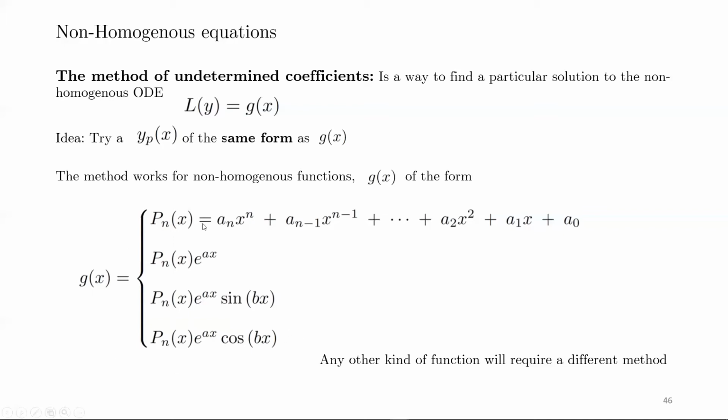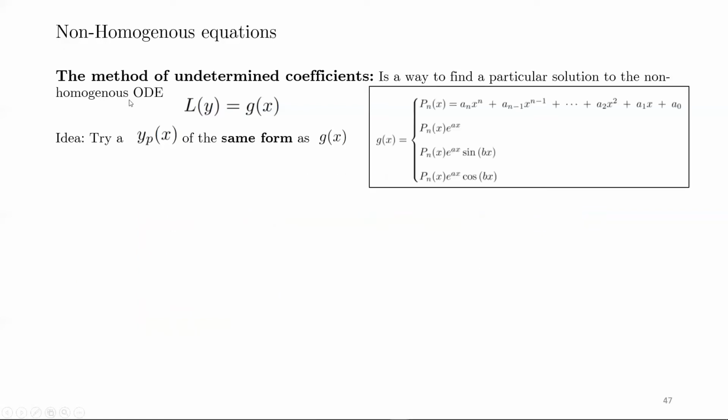Okay, so let's add this information to the top of our screen, just to give myself a little bit more space. The method of undetermined coefficients is a way to find a particular solution to the non-homogeneous ODE. The idea is we try a particular solution of the same form as g of x, and the method works for this particular set of g of x types. So a few caveats, a few things that we need to remember.